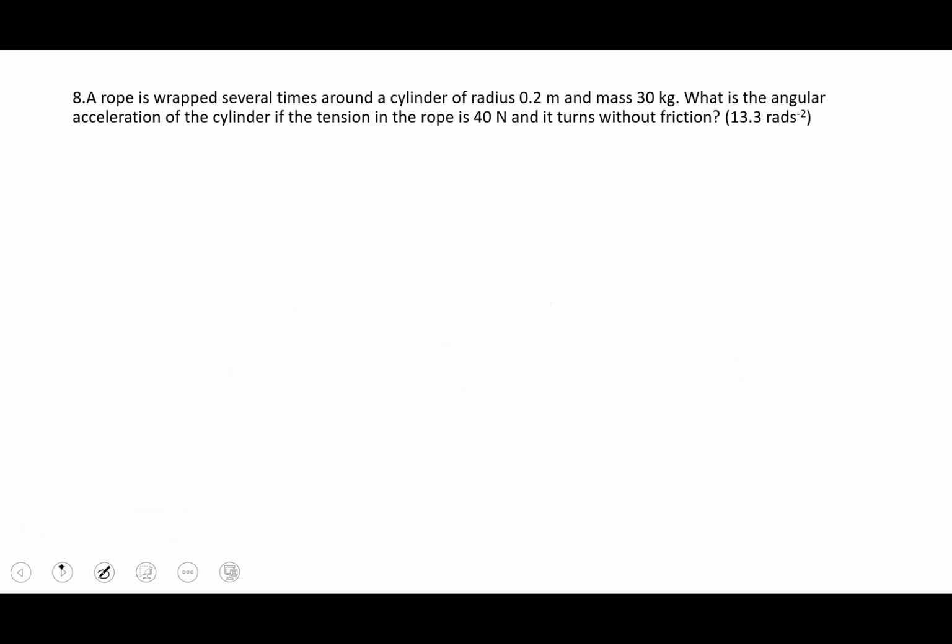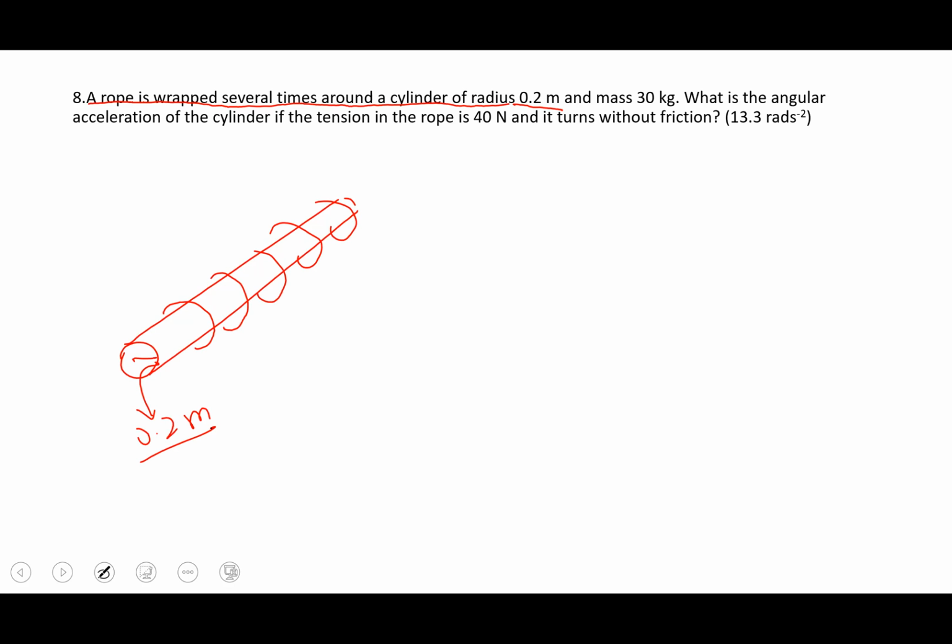The next question says, question 8, a rope is wrapped several times around a cylinder of radius 2 meters. Let's say this is our cylinder, and a rope is wound around it, which has a radius from here to here of 2 meters. The mass of this cylinder is 30 kilograms. What is the angular acceleration?